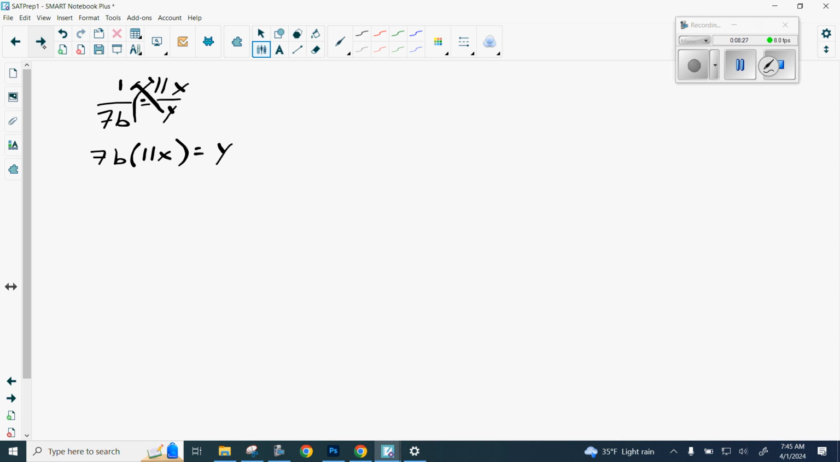So now I need to get this guy by itself, right? Well, it probably would have been better just to multiply both sides by y. Oh well. It's good to see how to solve rational equations as well, so we'll just leave it there. I got to get this guy by itself, so I'm going to go ahead and divide both sides by 7b, so I get 11x equals y over 7b.